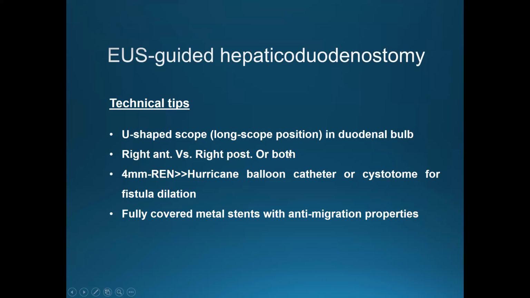For EUS-guided hepatic duodenostomy, I recommend, during the procedure, a U-shape scope position, with a long scope positioned in the duodenal bulb under fluoroscopic guidance, is very useful. For the balloon, the Hurricane balloon is okay, but I recommend the 4 mm balloon, and a fully covered metastent with anti-migration property is very important.